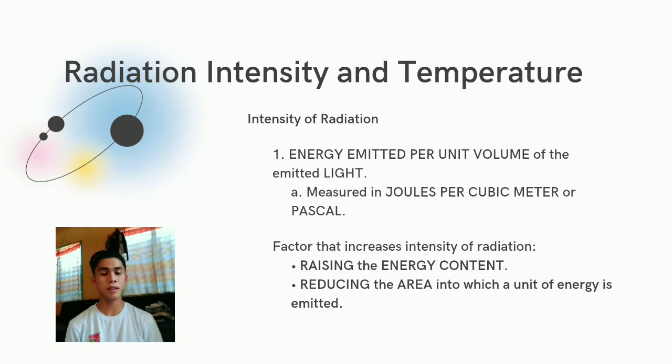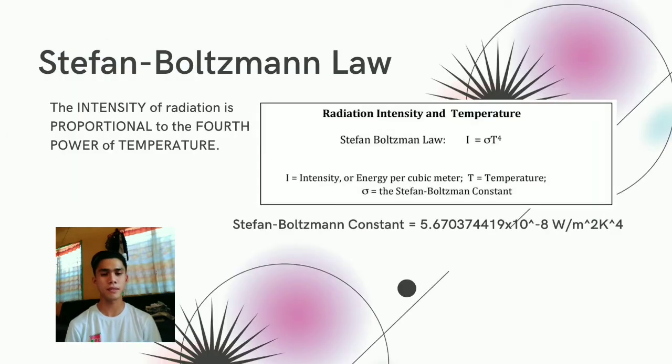Now we have the fourth subtopic, the Stefan-Boltzmann law. It states that the intensity of radiation is proportional to the fourth power of temperature. So the formula is the intensity is equal to the Stefan-Boltzmann constant times the temperature to the fourth power.